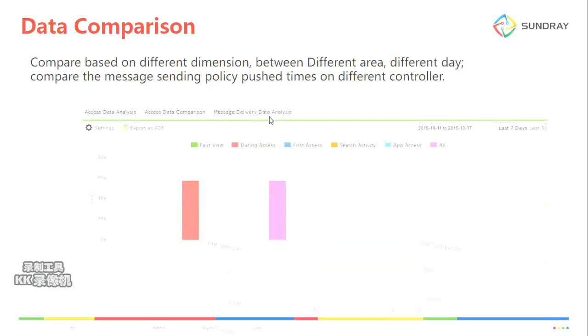Also, this is the message delivery data, because we set the marketing policy to push the messages, so we can see how many times the messages have been delivered. This is the comparison between different controllers here.